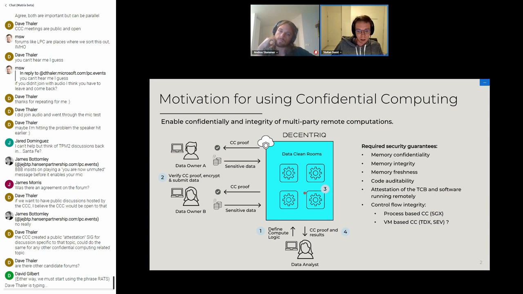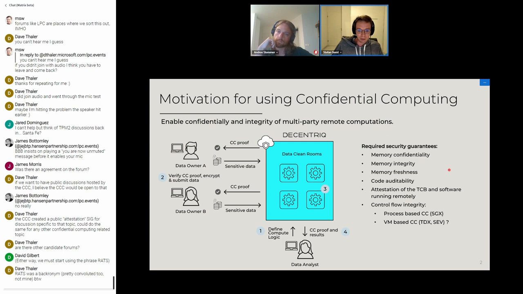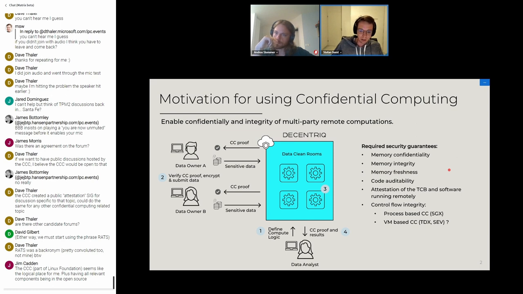Most of them we already touched on today a couple of times. But in our context, code auditability is really important because, as highlighted, the data owners should be completely able to audit the code and understand the compute logic that's run against their data. Auditability is important, but with that also attestation: they need to verify that exactly the code they have audited is really running remotely. So we have a large focus on measuring the workload and adding that to the attestation flow.